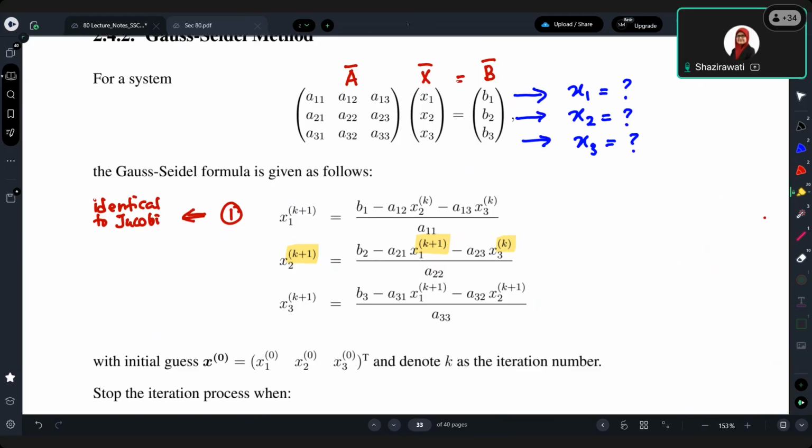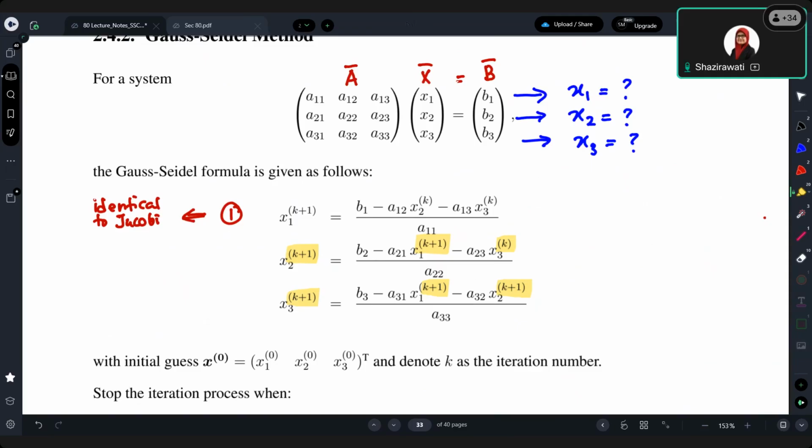Pada X3, you see pada X3, formula dia K plus 1 at the left hand side. At the right hand side, at the X1, notation iteration dia K plus 1. Pada X2 pun K plus 1. Because at the moment you kira X3, you actually baru je kira X2. Sebelum tu, you dah kira X1. Meaning at the current iteration, you dah ada X1 value, X2 value. So you terus pakai those values dalam calculation untuk X3.